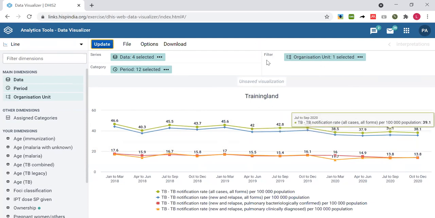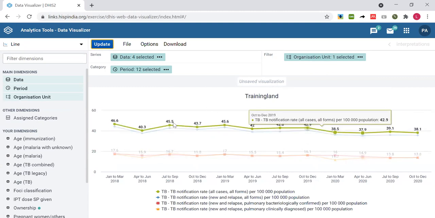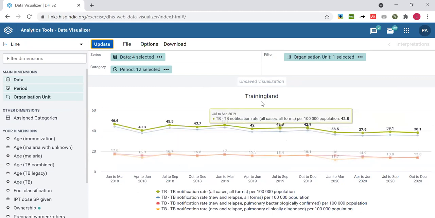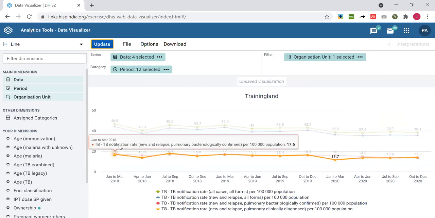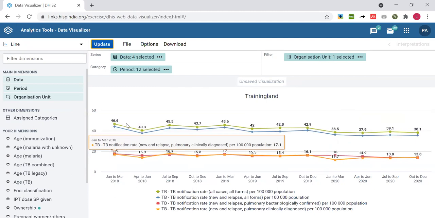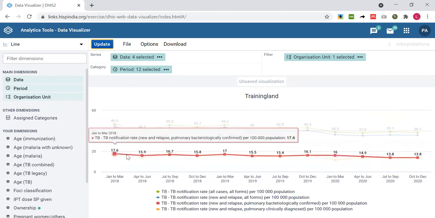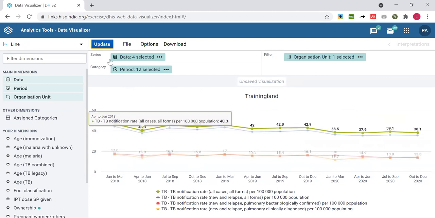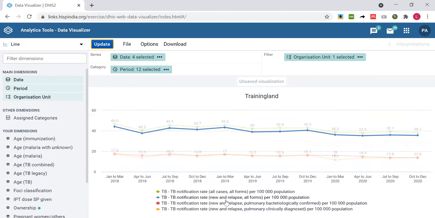So what has happened here? Now, filter I mentioned to you is what is sitting right at the top, filtering everything that comes into this visualization. So we have applied organization unit, which is training land. So all the data that is represented here is from the training land, right? And the x-axis here is represented by the category, which is the time period, so each of the quarters, right? And each of these lines that you see are reflected by the series dimension, okay?